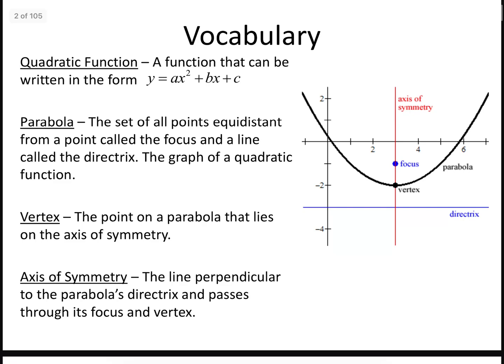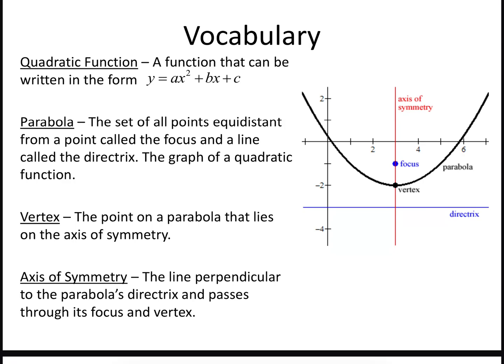A quadratic function is a function that can be written in the form y equals ax squared plus bx plus c. So this is our general formula for a quadratic function. A parabola is a set of all points equidistant from a point called the focus and a line called the directrix. So these are U-shaped looking graphs for quadratic equations or functions.